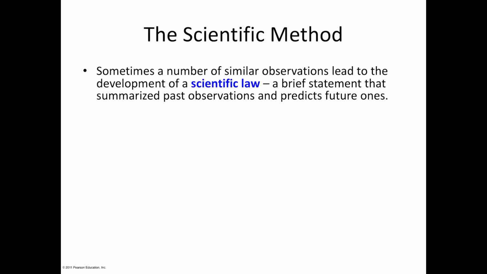So a little bit further on the scientific method. Sometimes a number of similar observations lead to the development of a scientific law. If enough observations of the same thing are being made, scientists can make a big, bold statement about that observation called a scientific law. A brief statement that summarizes past observations and predicts future ones.